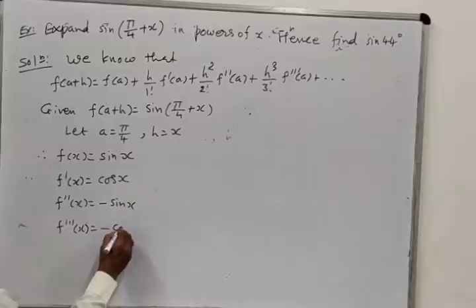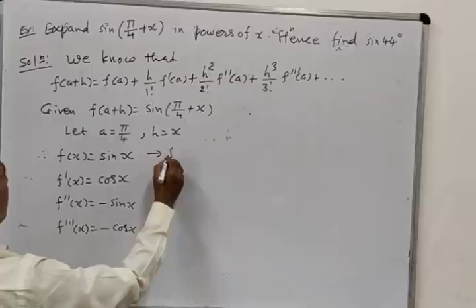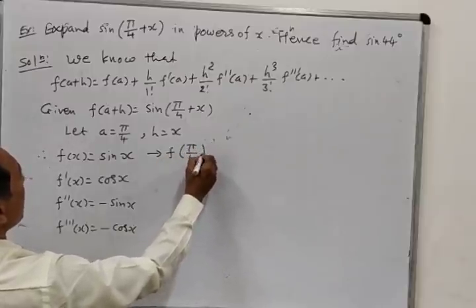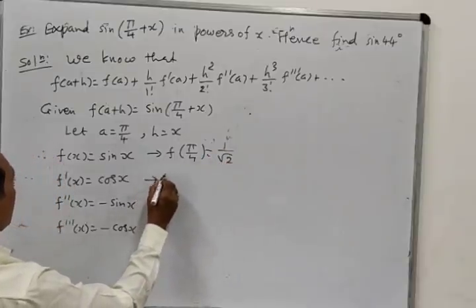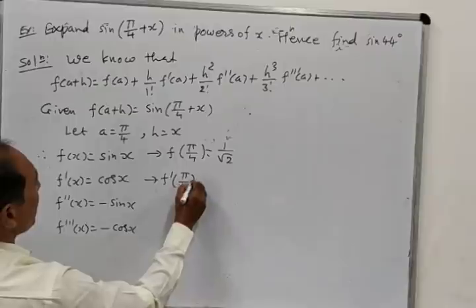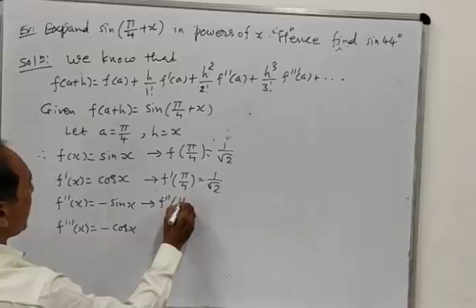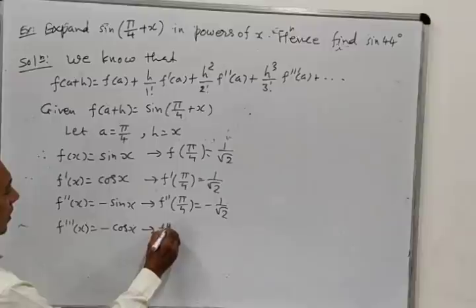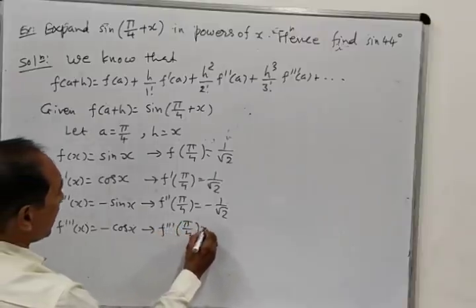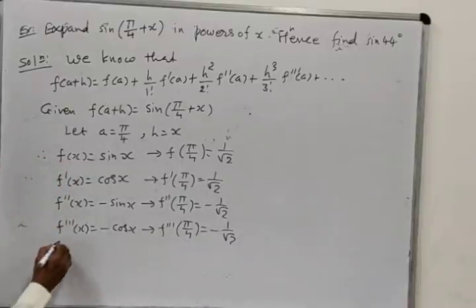Minus sin x has the derivative minus cos x, and so on. So here we need the values at pi by 4, because a equal to pi by 4 is given. Sin pi by 4 is 1 upon root 2. f dash pi by 4, cos pi by 4, is again 1 upon root 2. f double dash pi by 4 is minus 1 upon root 2. f triple dash pi by 4 is again minus 1 upon root 2, because cos pi by 4 is 1 upon root 2, and so on. So three dots you can put over here.